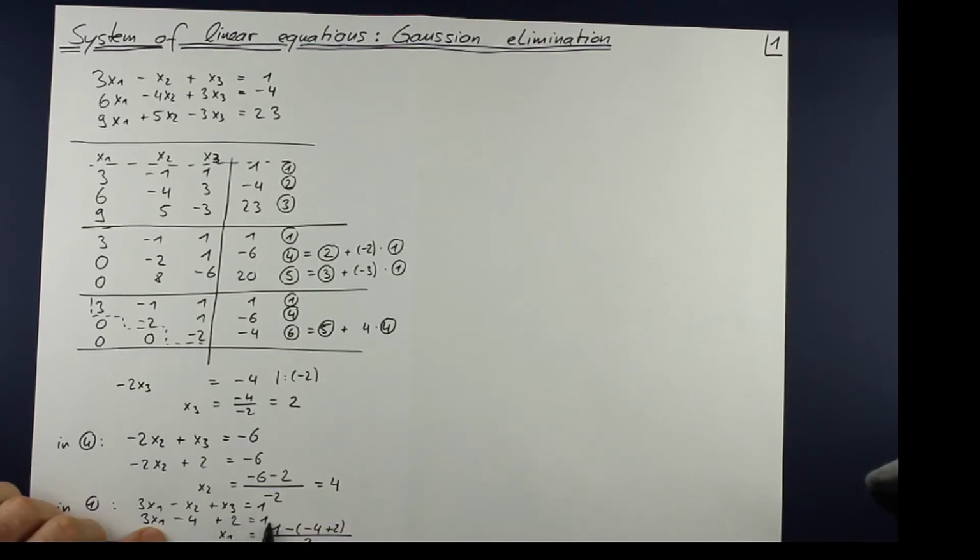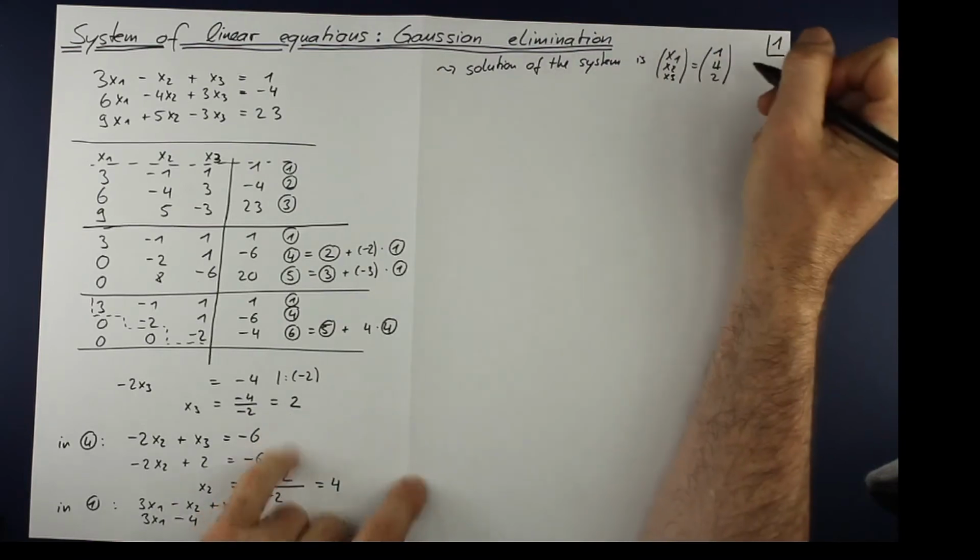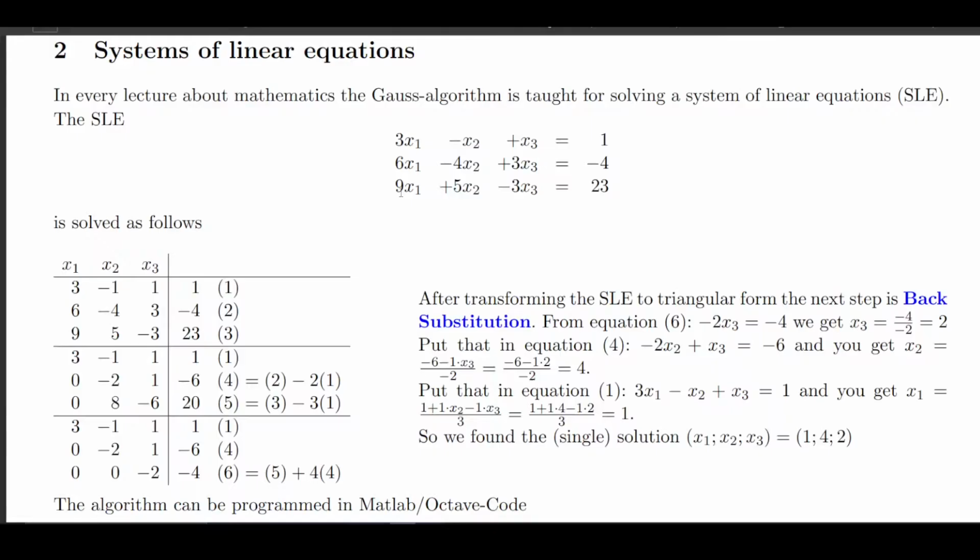Let's subtract the 2. Let's add the -4. We can also write it that way. Then we have 3x1 is equal to that. And then x1 is that divided by 3. And in that case we get, and so this is the solution. So let's go back to the script, and the process here is called back substitution.